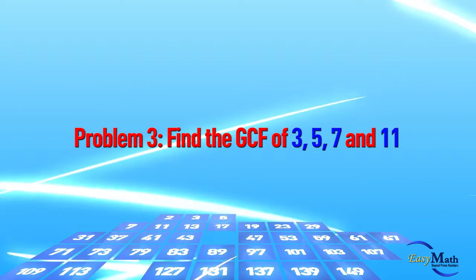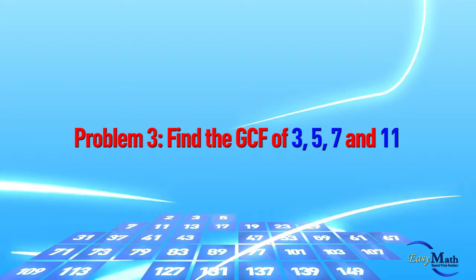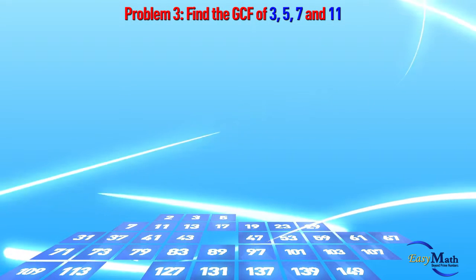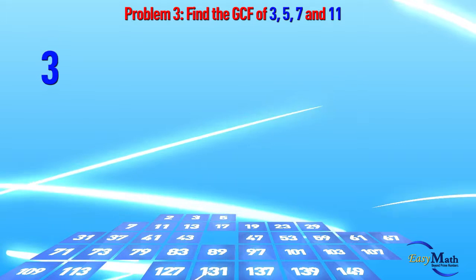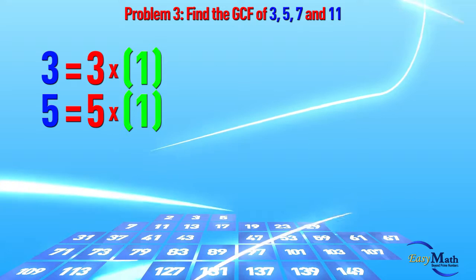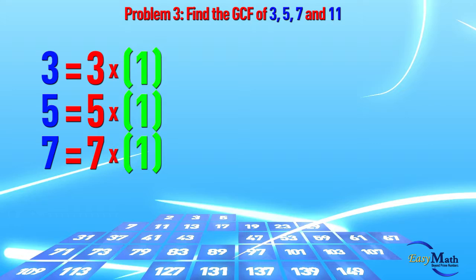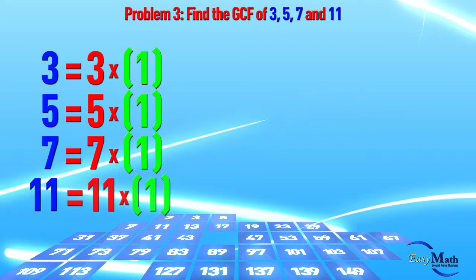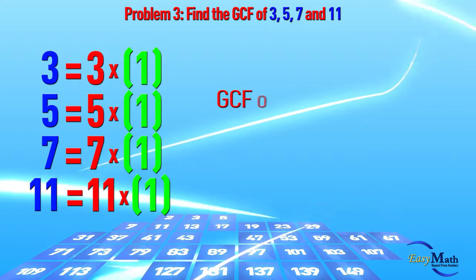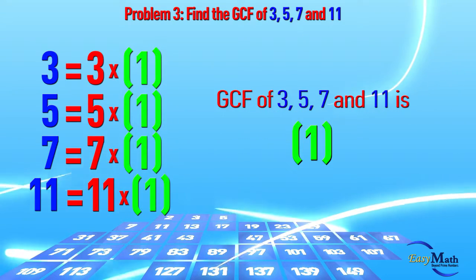Problem 3. Find the GCF of 3, 5, 7, and 11. All the given numbers are prime numbers. 3 equals 3 times 1. 5 equals 5 times 1. 7 equals 7 times 1. 11 equals 11 times 1. Therefore, the greatest common factor, GCF, of this set of numbers is 1.